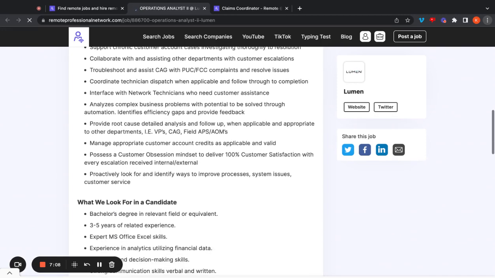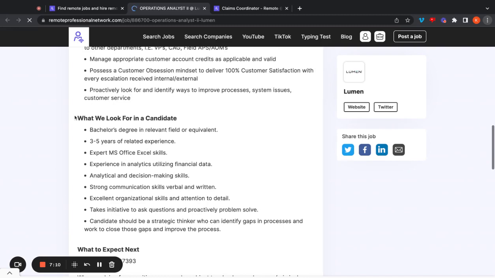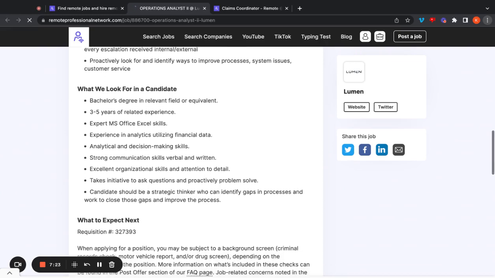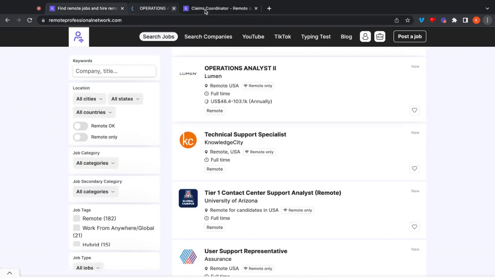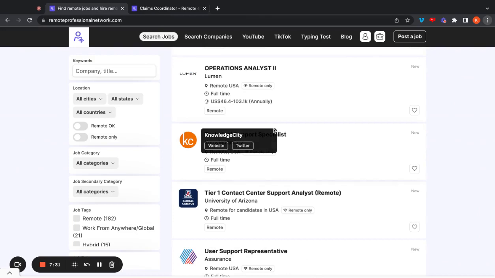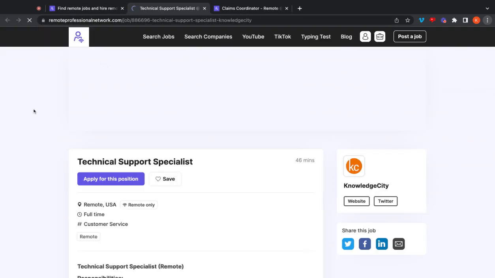Provide the root cause. What they look for in a candidate for this one is a bachelor's degree, 3 to 5 years of experience, expert Microsoft Office skills, experience in analytics, analytical and decision-making skills, strong communication skills, and a few other soft skills here, guys. So again, this one is going to be $46,000 to about $103,000.